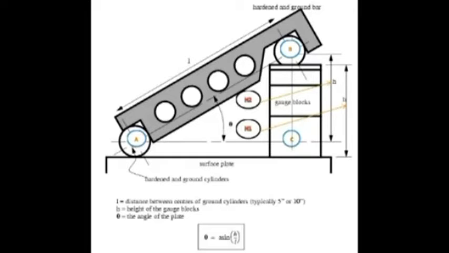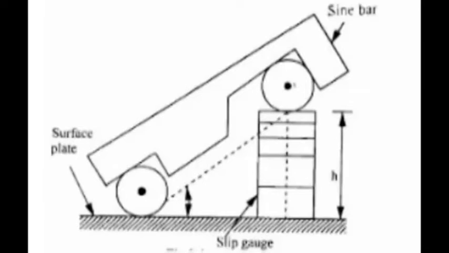So these are the various types of applications. Between the two rollers the distance is L, the length of the sine bar. The angle is measured between the face plate, which is the datum, and the rollers. We have a roller here and one more roller on the other end, resting on the slip gauge. There is a slip gauge of height h. L is the distance between the rollers.